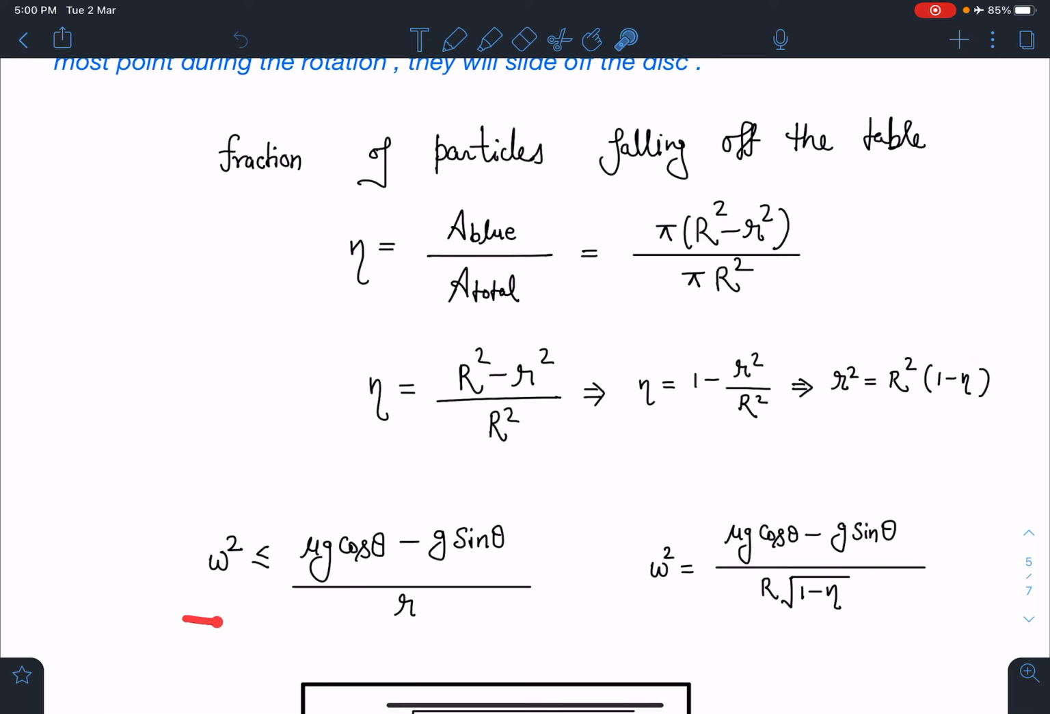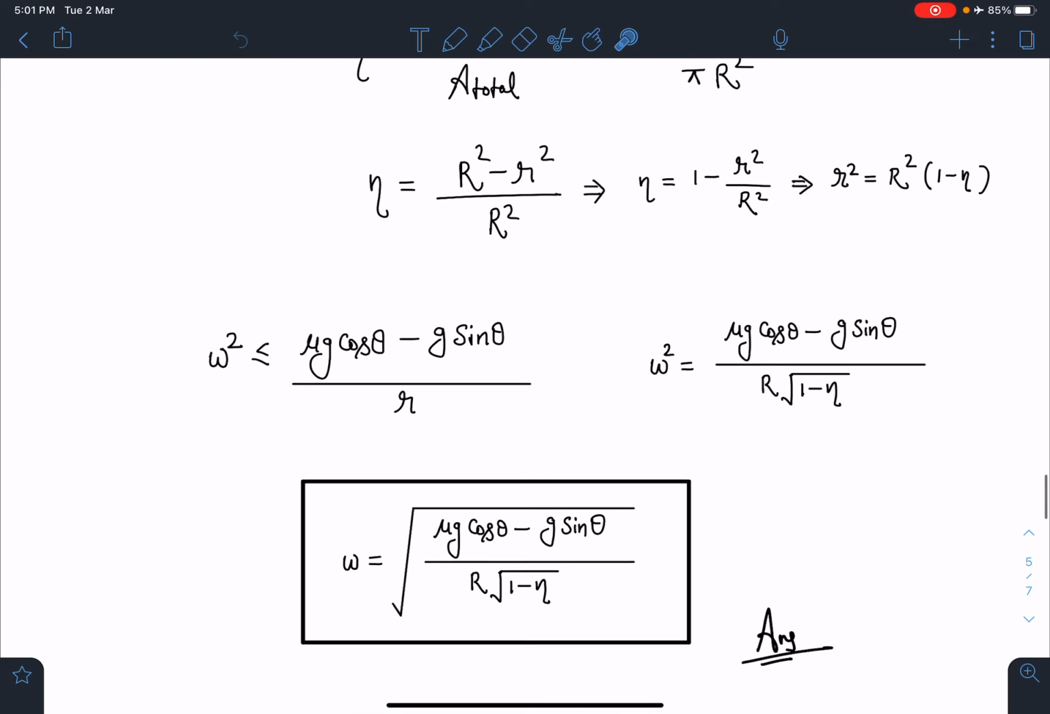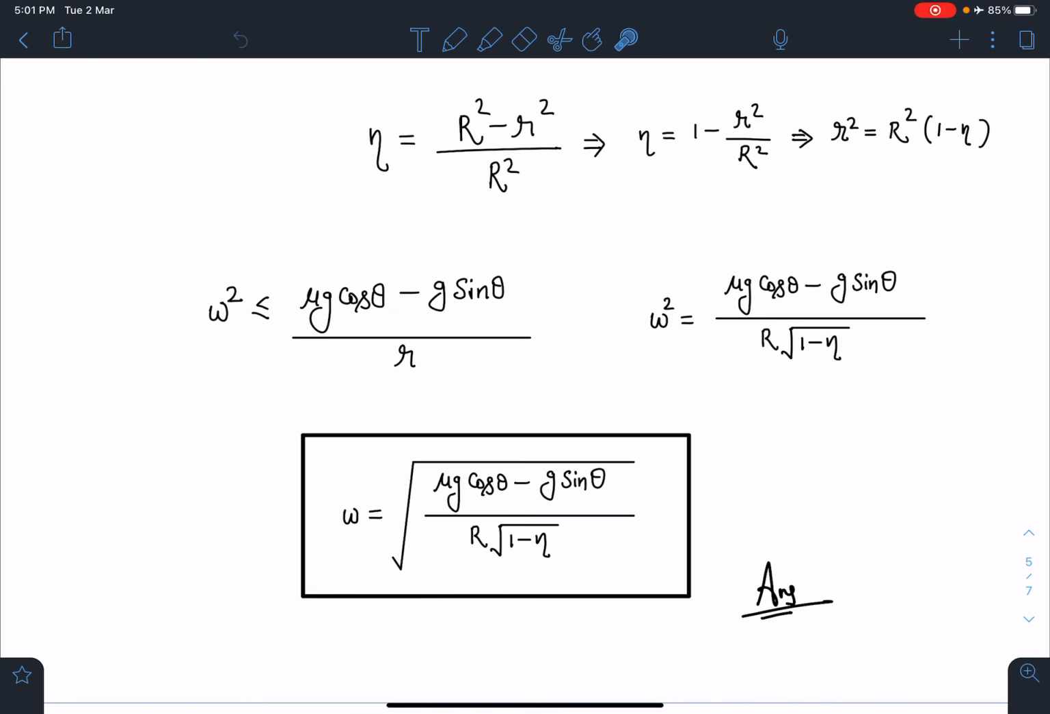You can see here omega square was having this value. So if I substitute the value of r in this situation here, in omega square, I am going to get mu g cos theta minus g sin theta by r, with r equal to capital R times root of 1 minus eta. So when I substitute here, then I'll get the angular velocity for which eta fraction of the sand particles will slide off. So it will become root of mu g cos theta minus g sin theta by capital R times root of 1 minus eta. This is going to be the final answer for this problem.